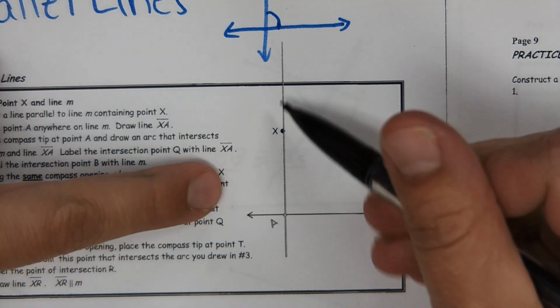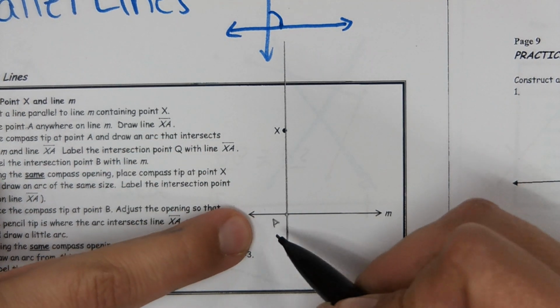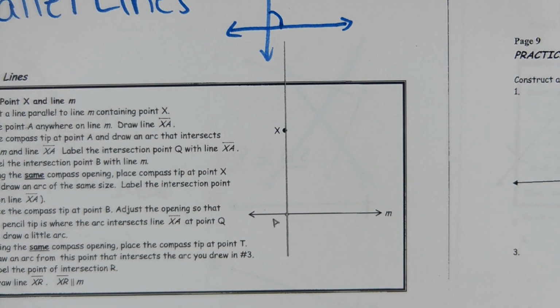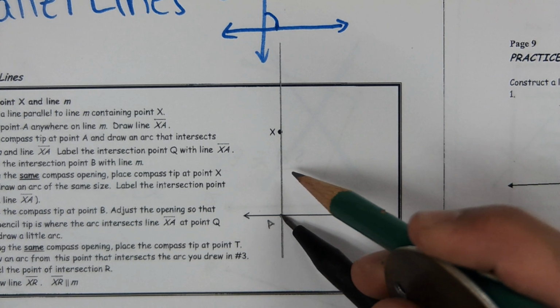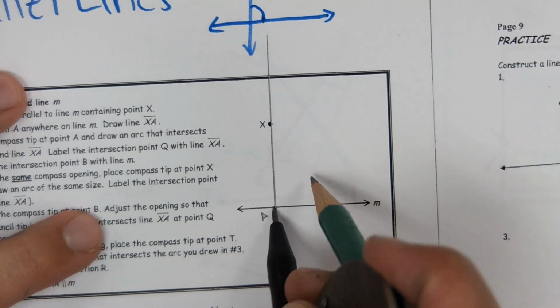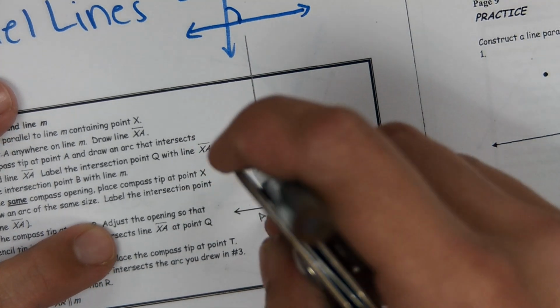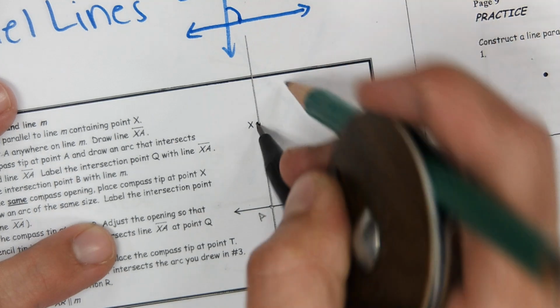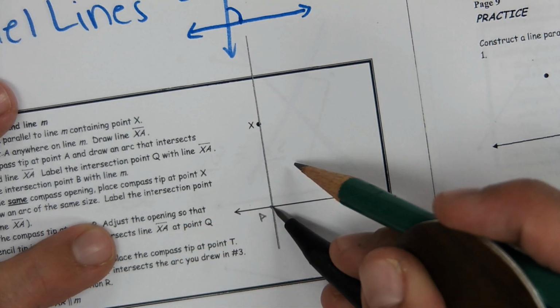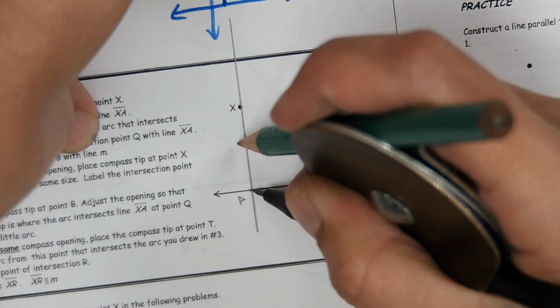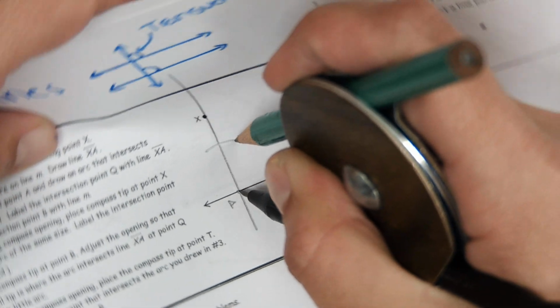Okay, so we drew a line through X and through this line and label this point A. Then, next step, we're going to put the compass on point A and make an arc that goes through these two lines. And then using that same measurement, we're going to go up to X and make an arc from X. So from A, making an arc that goes through both those lines.